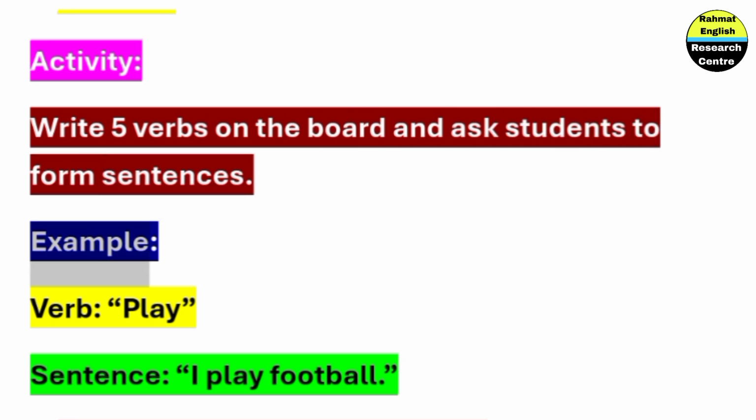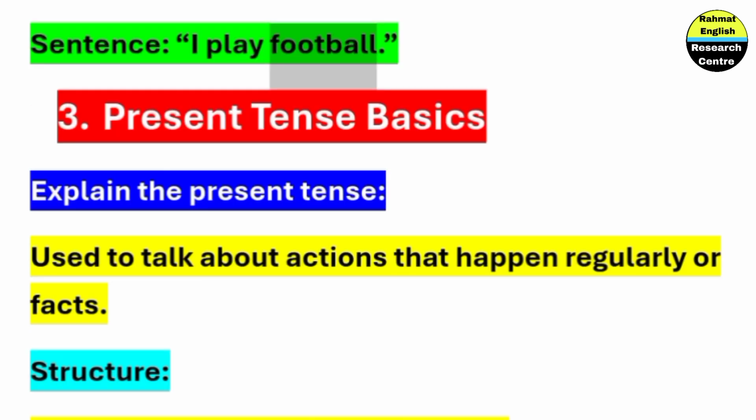Example: verb, play. Sentence: I play football. Present tense basics. Explain the present tense. Used to talk about actions that happen regularly or facts.